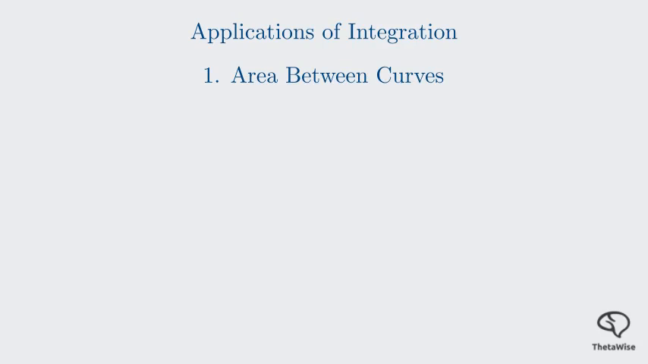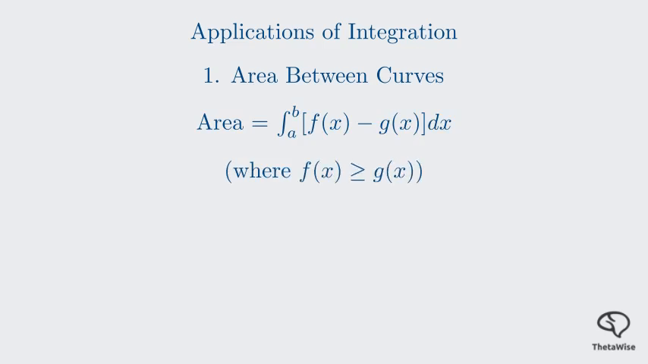If you have two functions, f of x and g of x, and f of x is greater than or equal to g of x on an interval from a to b, the area between them is the integral of the top function minus the bottom function. The formula is the integral from a to b of f of x minus g of x dx. This is the area of the region bounded by the two curves.